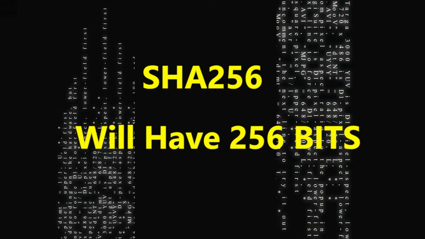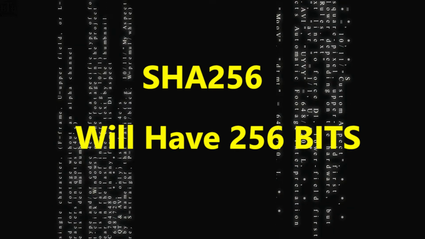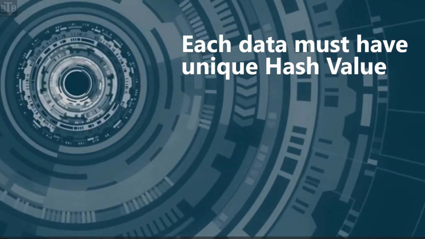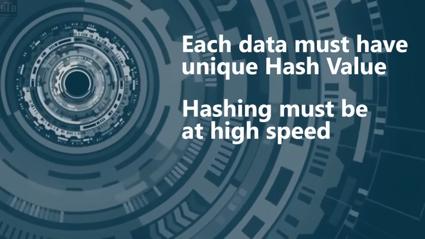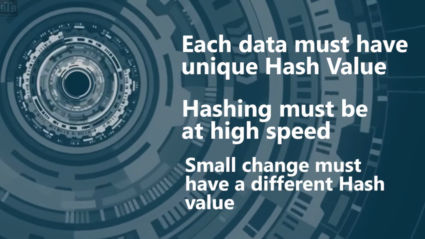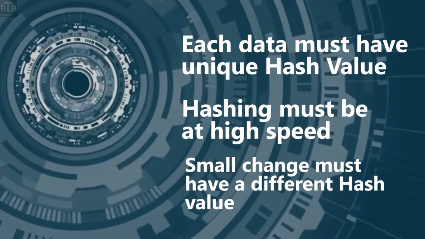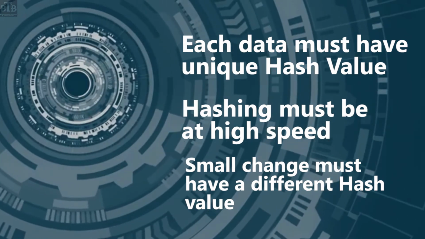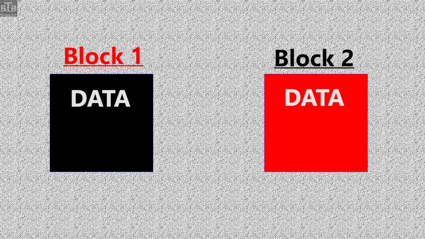Hashing has a few properties that need to be taken care of. The SHA-256 will have 256 bits, irrespective of the data size. Further, the hash value must always be unique. The speed of generating a hash value for data must be very high. Even a small change in the input must create a completely different hash value. With all these properties, hashing becomes more secure. This is the reason that blockchain technology uses the hashing method in creating bitcoins.